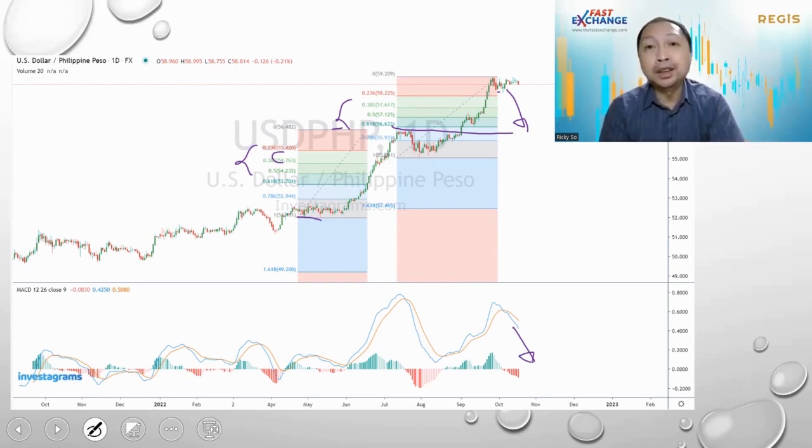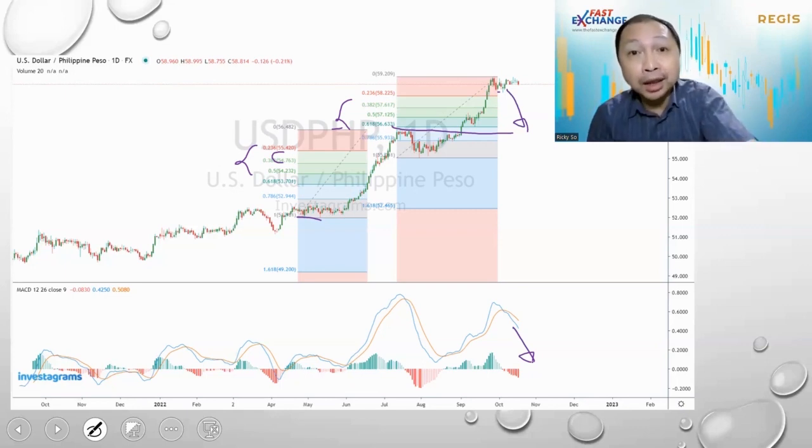But for those who are holding on to the dollar, you can actually sell some when it reaches more than 60. I believe that is a stretch already. And if ever it's going to come down, the critical point would be about 56 level because that is the previous high. So what does it tell us? 56 is going to be a turning point.